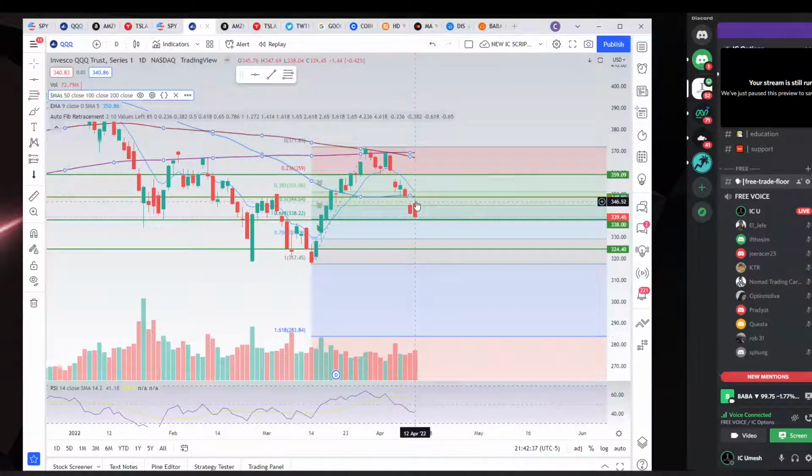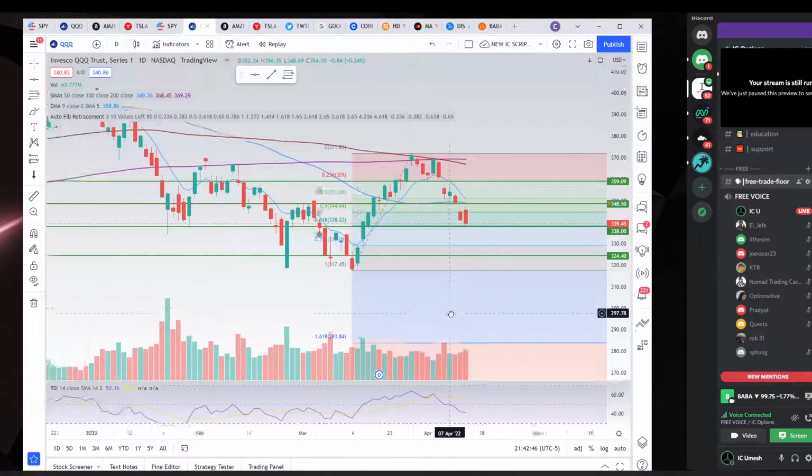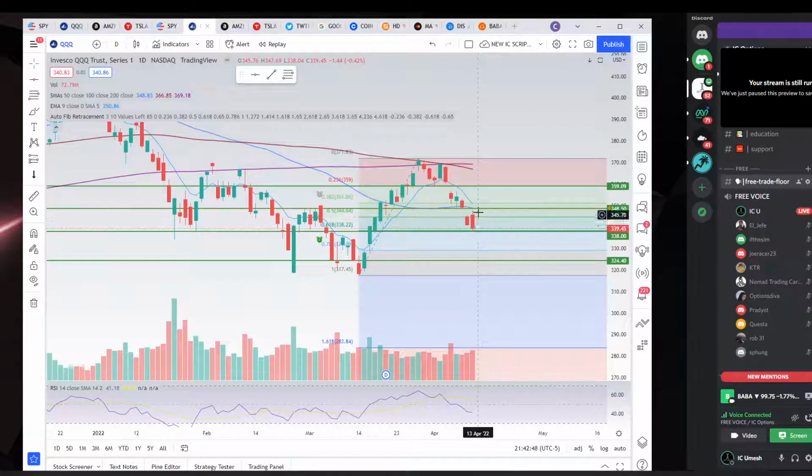So today too, it came close to this 50 SMA, but of course it could not get through it. Again, it was looking really good in the morning, but it decided not to go through it. So these are the two areas you want to look at on the Qs. Keep an eye on it. If 338 breaks below that, go ahead and short it.